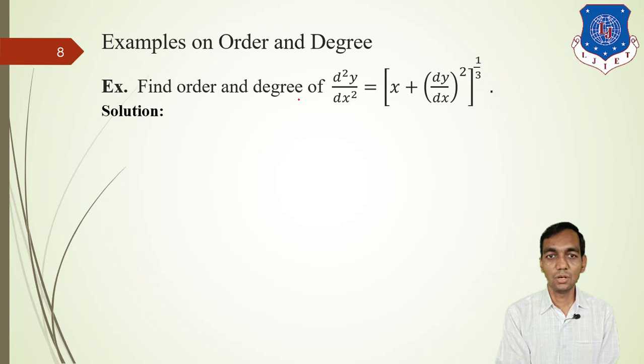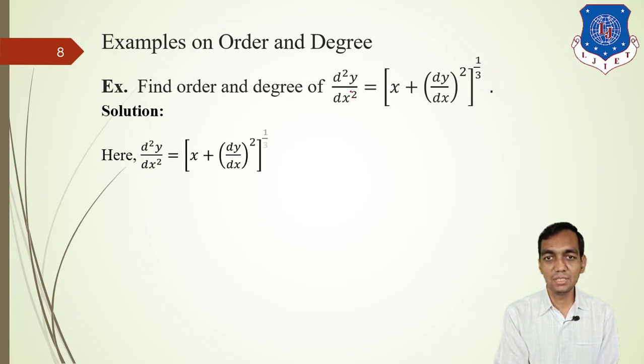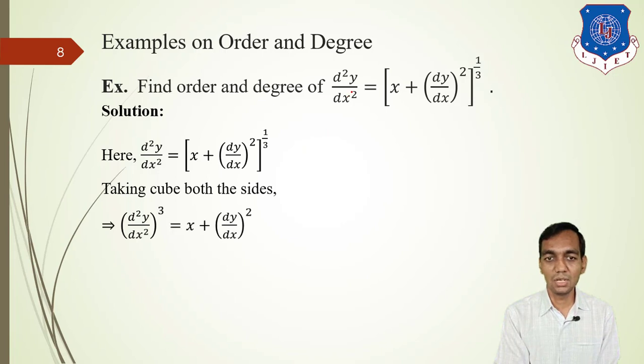Okay, so we are going to check one example. Find the order and the degree of d square y by dx square is equal to (x plus (dy by dx) whole square) whole raised to 1 by 3. Now see, here the highest order derivative appearing in your equation is the second order derivative. So the order of this equation is 2, that you can say directly. But for the degree, here the power is in the form of radicals, that means a rational power is there. So you have to remove this power.